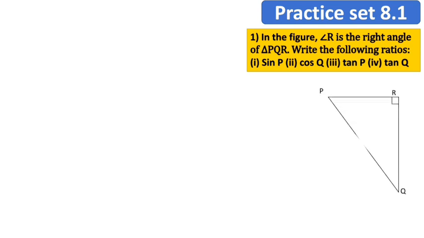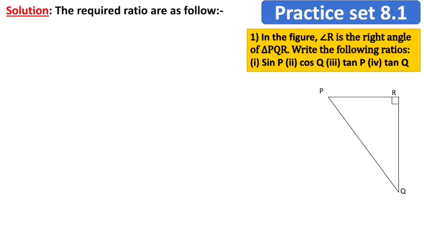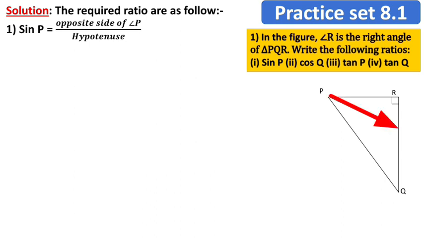So, here we will draw the figure with the pencil. Here the figure is given, PRQ, angle R is 90 degrees. The first ratio we have to find is sin P. It means the sin P formula will be opposite side of angle P upon hypotenuse. As per angle P, the opposite side is RQ, the hypotenuse is PQ. So, our answer is RQ upon PQ.